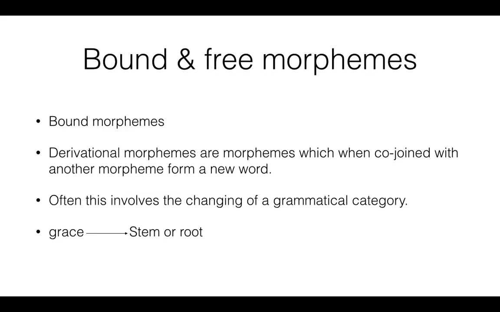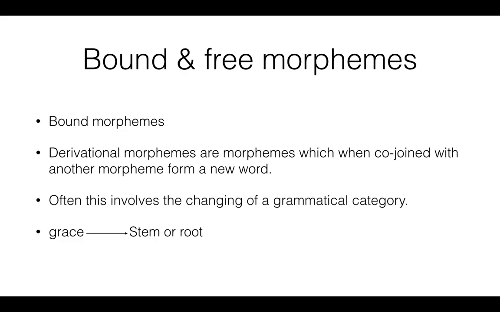So for example, often this involves the changing of the grammatical category. When we add derivational morphemes, usually it changes the grammatical category. For example, you have the word we have seen before, man, and then we add ly at the end. The first one, man, is a noun, but when you put ly, it becomes an adjective, not an adverb, manly. So it changes the grammatical category.